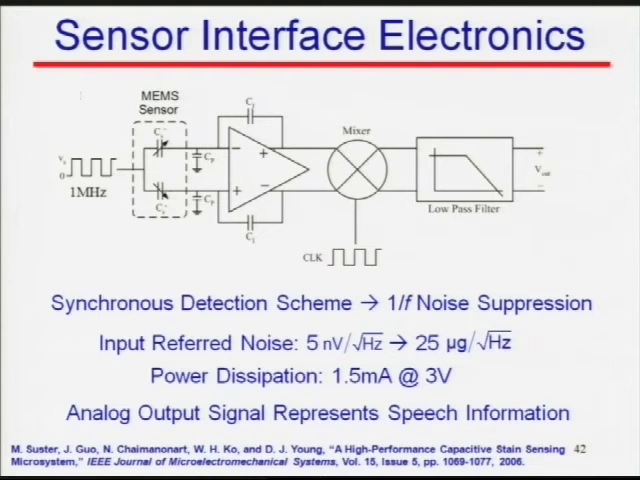So this is the sensor electronics. We use a synchronized detection circuit to minimize 1/f noise. The whole system is designed to achieve 25 micro-G per root hertz. And the detailed reference paper is published in the IEEE JMM journal. If you're interested, you can read about it. It tells you pretty much everything you need to know to design a chip like this.